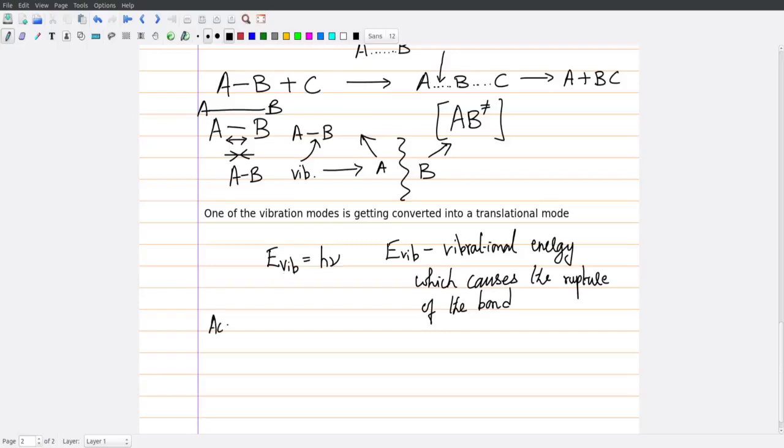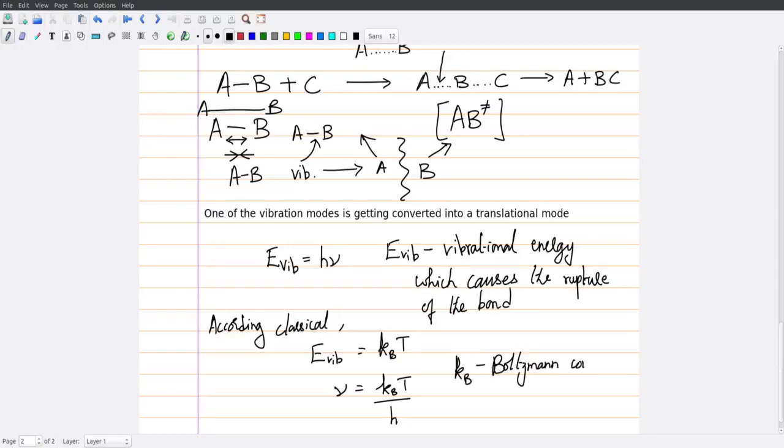Now according to classical theory, this vibrational energy is also given by the energy that is extracted from the temperature. This is given as kBT, and so you can equate these two and you get mu equal to kBT by h, where kB is the Boltzmann constant.